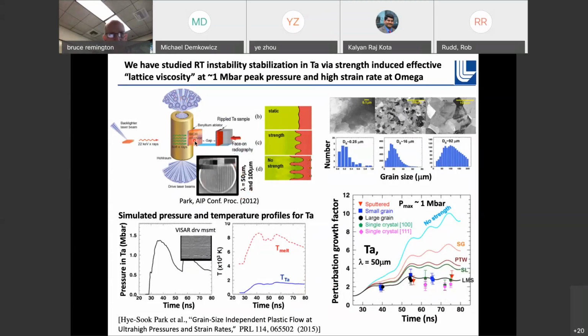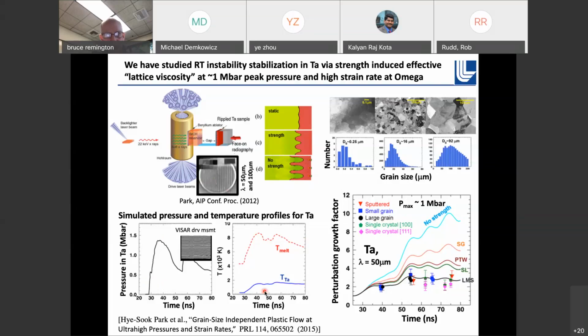They generate an X-ray drive. It launches a strong shock through a sacrificial piece of plastic, brominated plastic, and then this shock breaks out, a plasma sweeps across a vacuum gap and stagnates on the physics sample that you're studying, which is a rippled piece of tantalum, in this case, wavelengths of 50 and 100 microns. The bottom left shows an analysis of the pressure versus time for this experiment in tantalum, and there's a peak pressure of about 1.3 megabars.